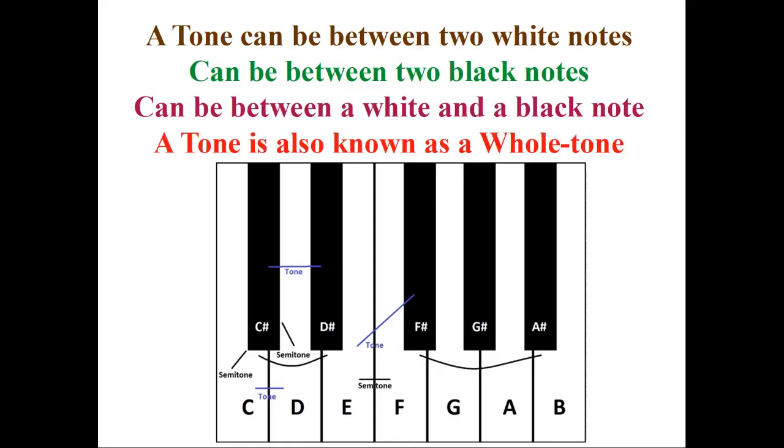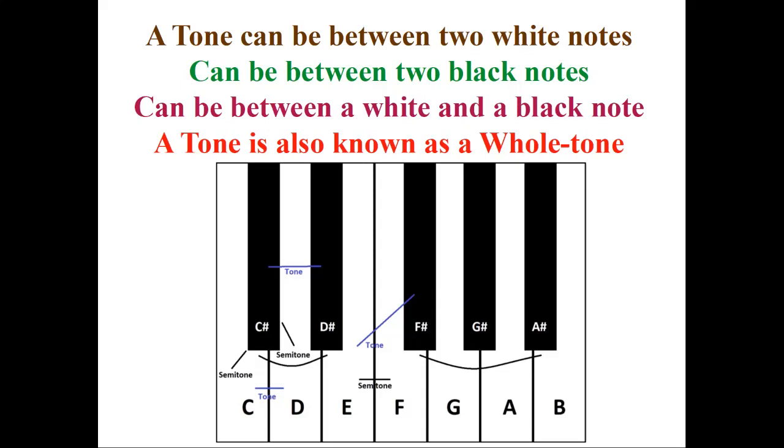A tone can be between 2 white notes, for example, C to D. It can be between 2 black notes, for example, C sharp to D sharp. It can be between a white note and a black note, for example, E to F sharp, or the other way around. It could be, for example, from A sharp to C would also be a tone.